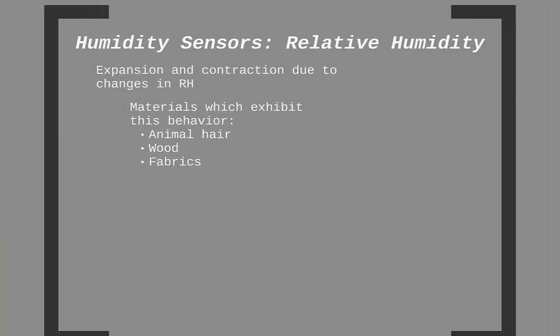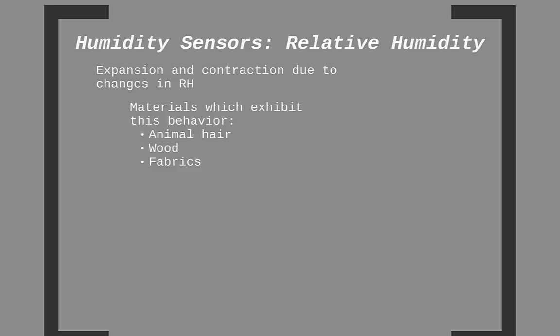Nevertheless, there are relative humidity sensors out there. Some such sensors make use of the fact that there are materials that expand and contract when exposed to air of differing relative humidity levels. The change in dimension of such materials could then be used to estimate the relative humidity of the air they are exposed to. Such materials include animal hair, wood, and various natural and synthetic fabrics.